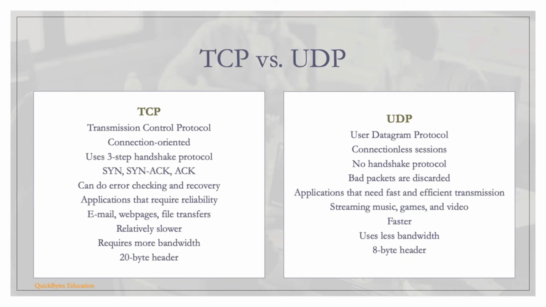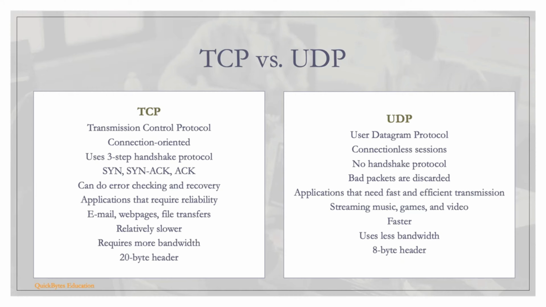This makes UDP useful for applications that need fast and efficient data transmission, especially when reliability is less important than speed. Examples include online gaming, voice calls, streaming music, and streaming video. If packets are lost during a live stream, it usually would not make sense to resend them, because by the time the missing packets arrive, the stream has already moved on.